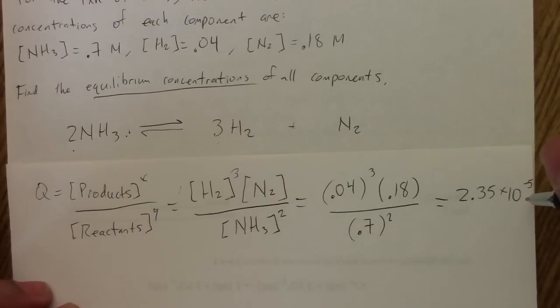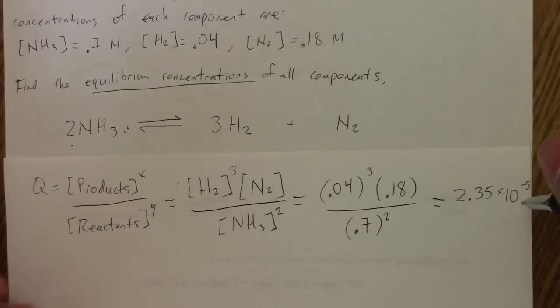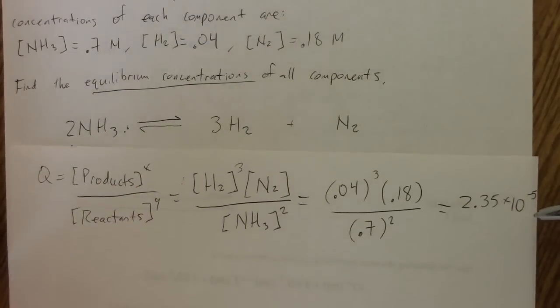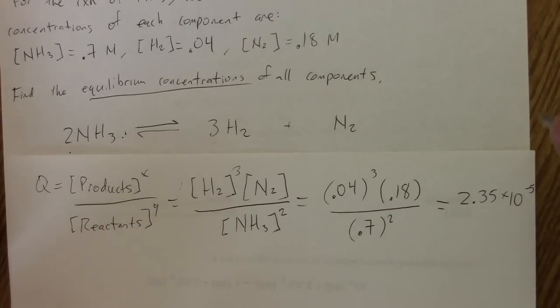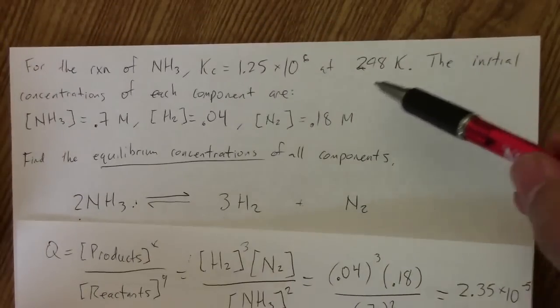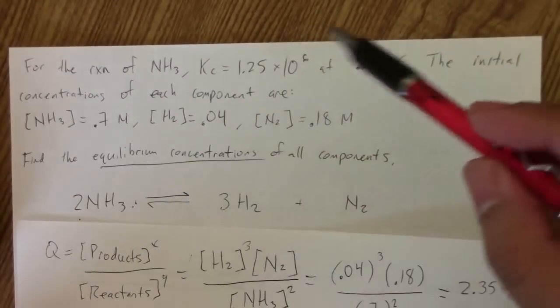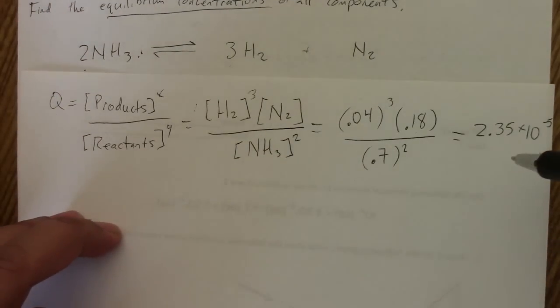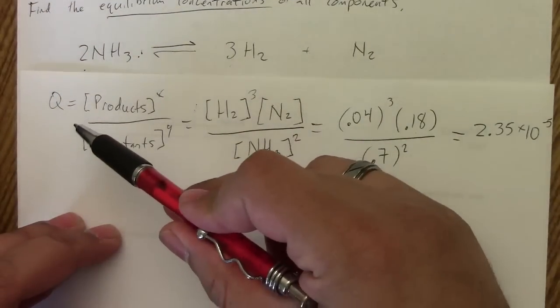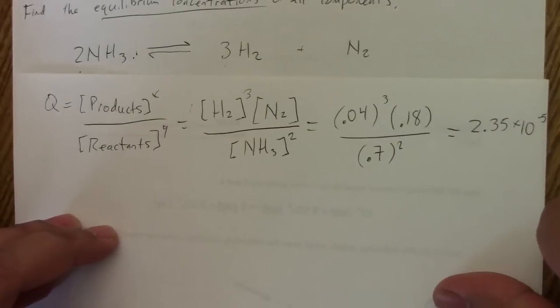What does this mean? Now, be careful. Notice that this is a very small number, and it's very tempting to say, wow, Q is less than 1, so it must be very reactant favored. Well, it just so happens, yes, that's true that there's more reactants. You can see up here we have 0.7 molar NH3, but that's not what Q is for. That's what K is for. The purpose of Q is to compare to K.